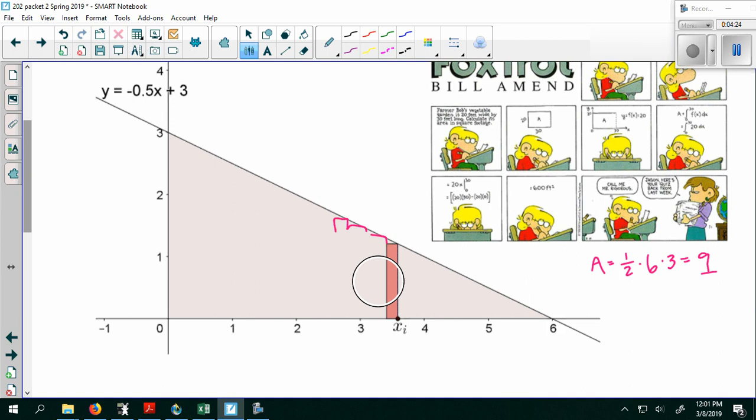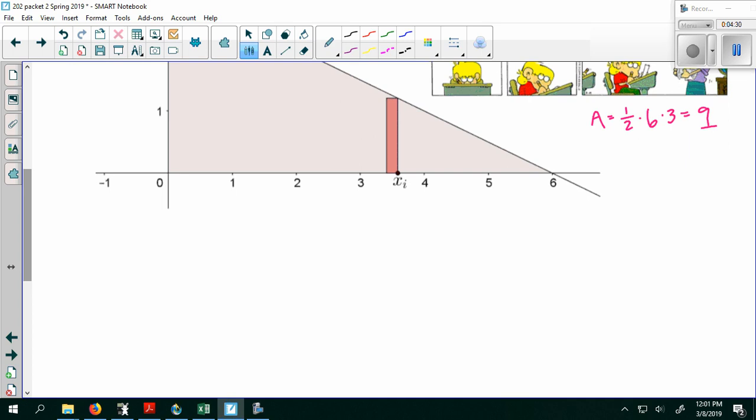So I'm just going to look at a single representative rectangle here, one slice, and I'm going to find its area. Okay, so this is a rectangle, so my slice has some thickness, delta x, and the height of the rectangle is the height of the function at x sub i. So I picked a random x sub i to draw a slice. So this is a single slice.